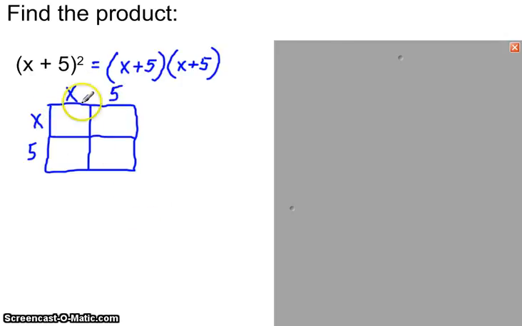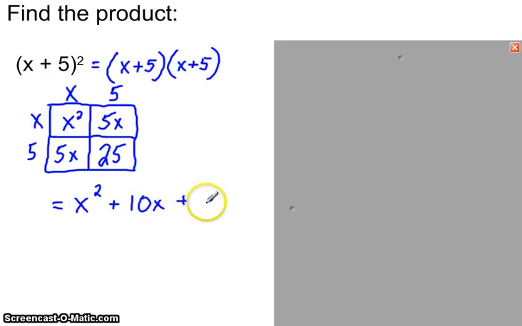So let's do this. X times x is x squared. X times 5 is 5x. X times 5 is 5x. And 5 times 5 is 25. And when we combine our like terms, we've got the diagonals here. 5x and 5x gives us 10x. So what we end up getting here is x squared plus 10x plus 25.